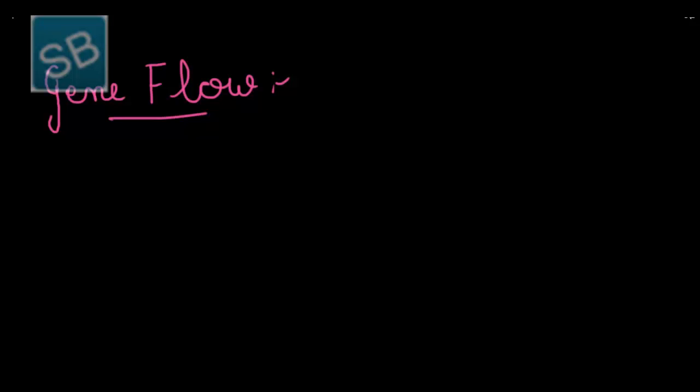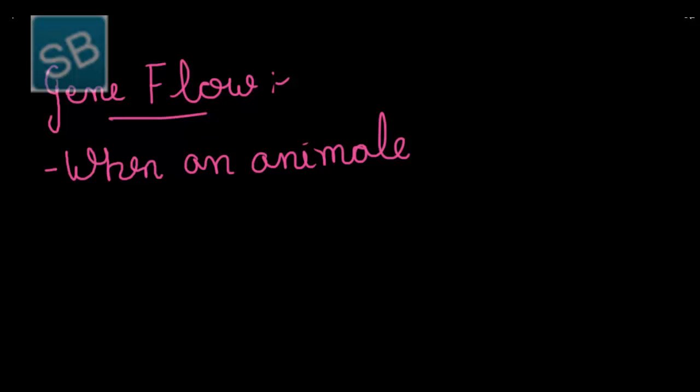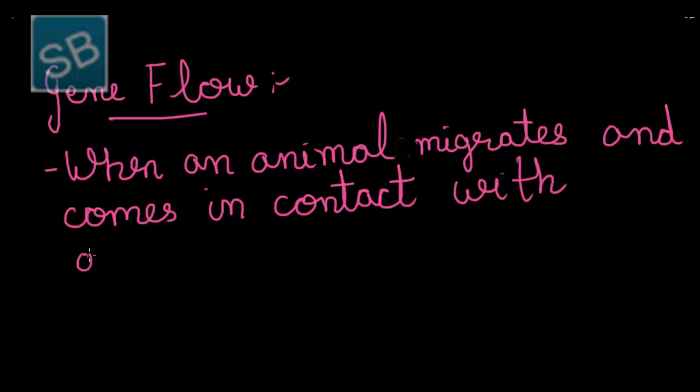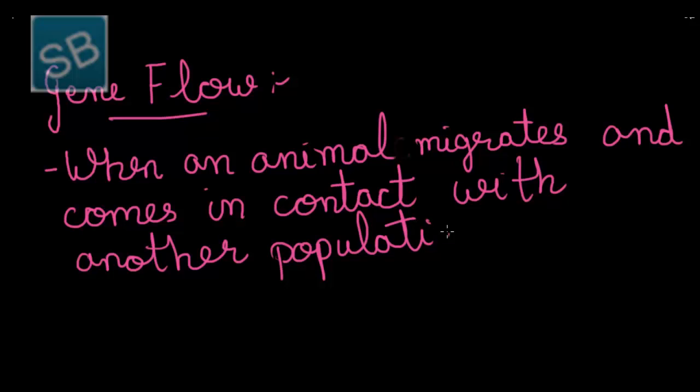Now let's start with the study of another concept called gene flow. As we all know, animals are not static. They have the tendency to move from one place to another. That is, they have the tendency to migrate. And therefore, when an animal migrates and comes in contact with another population, then those animals who migrated mate with the inmates of the population.